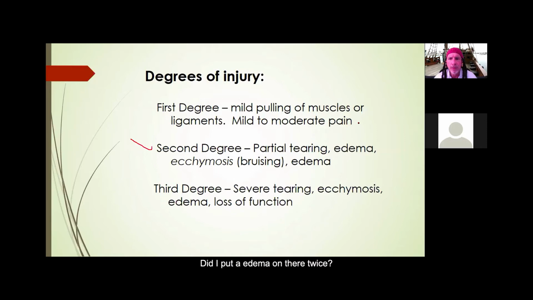Did I put edema on there twice? I did. Well, that comes from the Department of Redundancy Department.